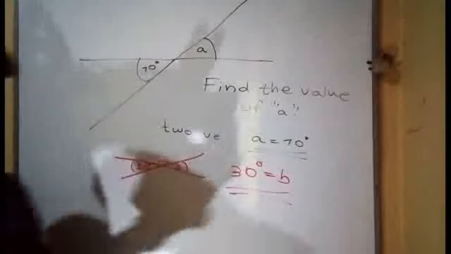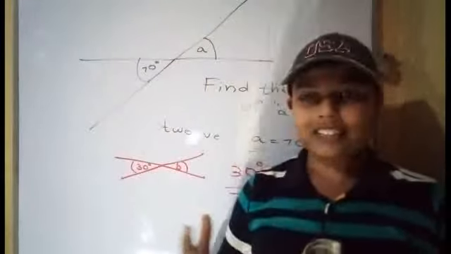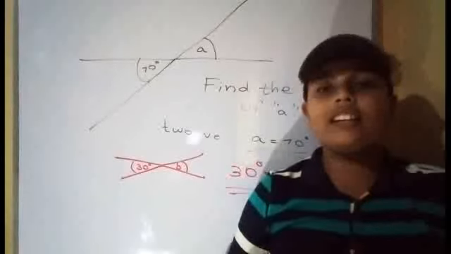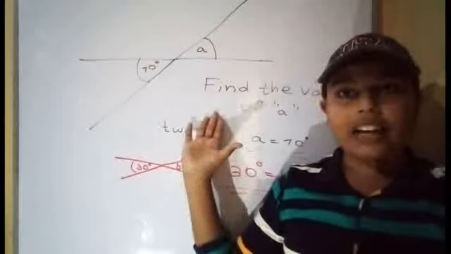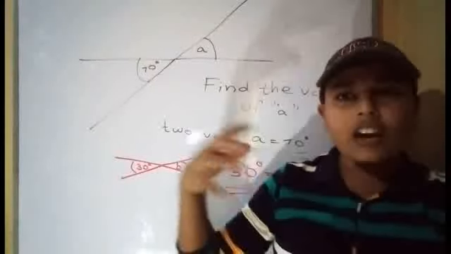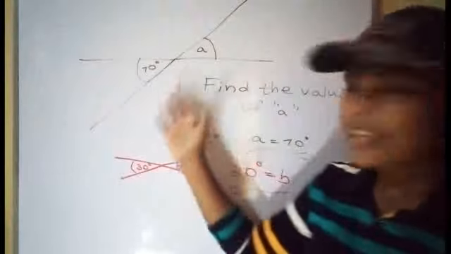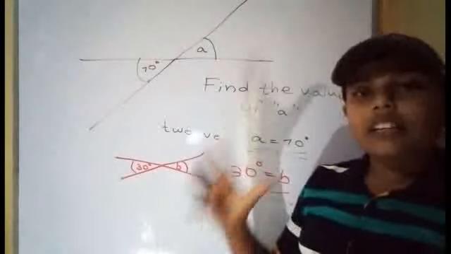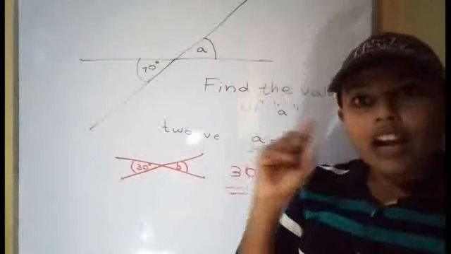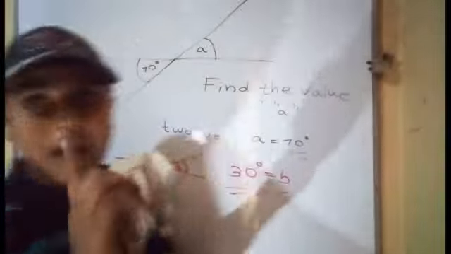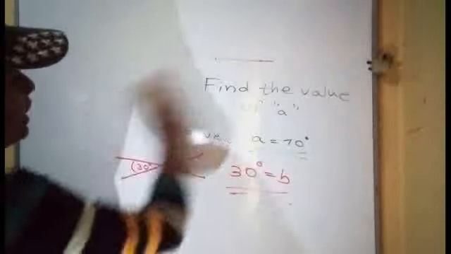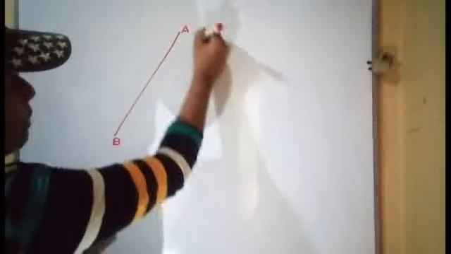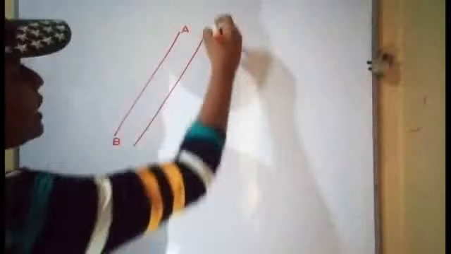So we learned first in grades 6 and 7 the straight angle, right angle, acute angle, obtuse angle and reflex angle. Then in grade 8 we learned about adjacent angles, vertically opposite angles, complementary and supplementary angles. And we also learned one more thing in grade 8: parallel lines. Parallel lines mean two lines going straight. This line is called line AB, and the other line is CD.